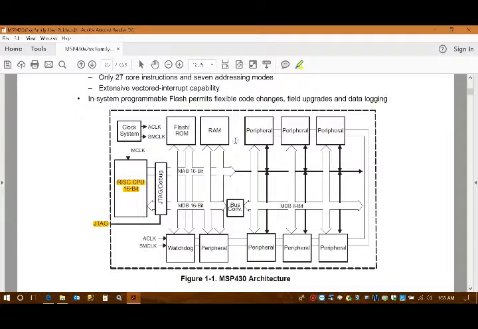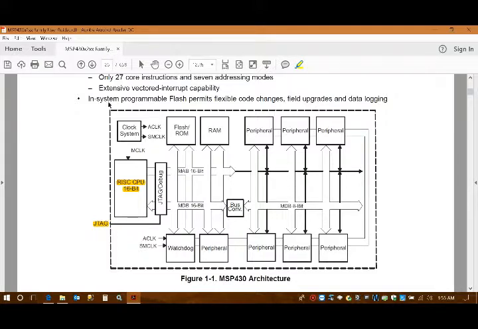I'll show you in the memory map later on. And there are also 16-bit peripherals whose control register locations are separately located in a different part of the memory map. I hope you can understand.